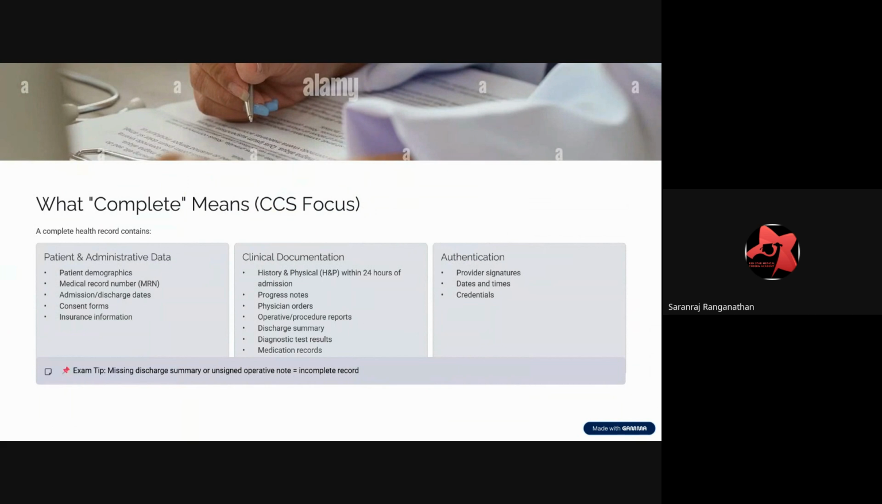A missing discharge summary or an unsigned operative note is equal to an incomplete record. Remember, this makes the completeness. You may end up with a question like this. They may ask what the points required for completeness are, or what these three things contained in the healthcare record stand for. The questions may be quite the opposite also. Be careful when you're reading the questions.